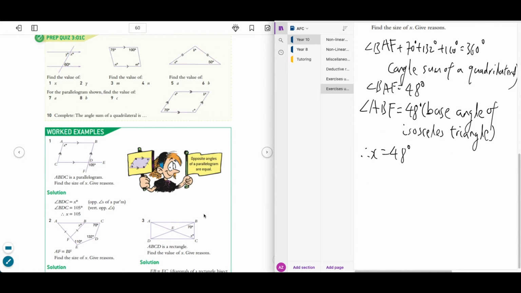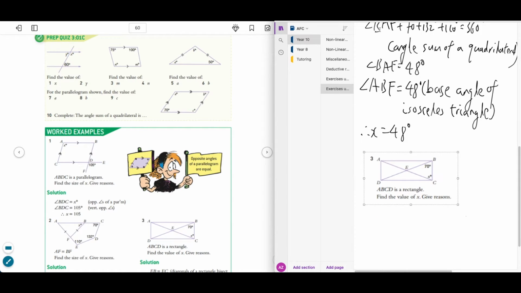Alright, and the last question, question 3. Now, question 3 is going to have a bit of a funky reasoning, so make sure you pay attention. When I say funky reasoning, what I'm saying is you may not be familiar with this reason because I have not covered it yet. It says ABCD is a rectangle, find the value of x, give reasons. So if you still remember the properties of a rectangle, we know that the two diagonals are equal. So we know that AC is equal to BD, right? The two diagonals of the rectangle are equal, and they also bisect each other.